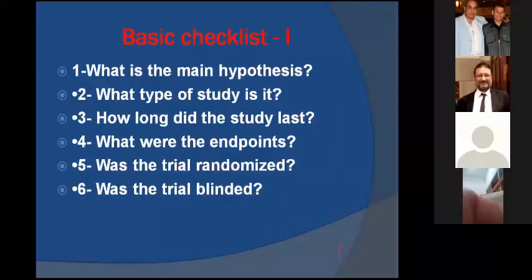I think we have to take a little break and try to think about these questions. We have 6 questions discussing what we have been taught. What is the main hypothesis? The study has its own question or hypothesis. What type of study is it? We have to know what type of study we are going to discuss. How long did the study last? The duration of the trial. What are the endpoints? Was the trial randomized?